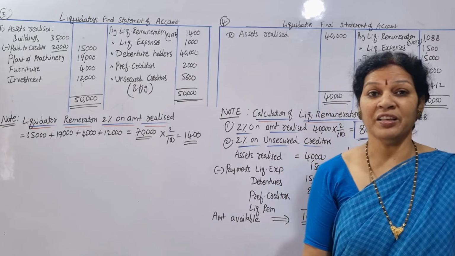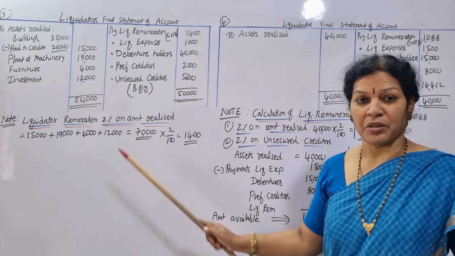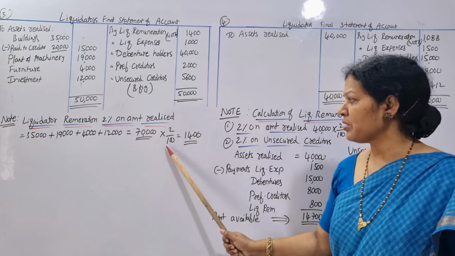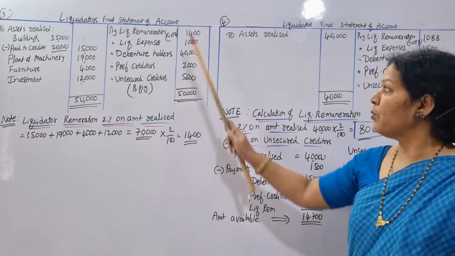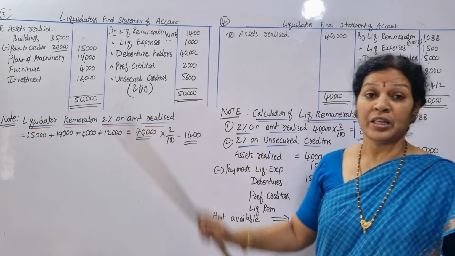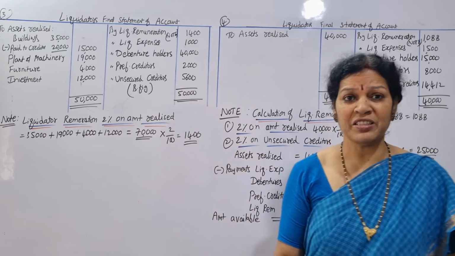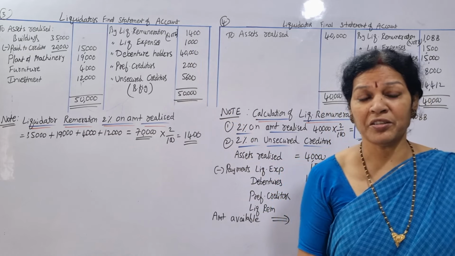Assets realized by the liquidator is 70,000. On this 2%, you calculate and get 14,000. 14,000 is written as liquidator's remuneration. Very simple. Unsecured creditors are not given.